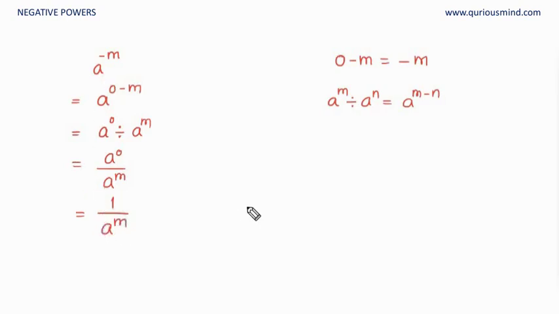So finally what we are getting is a raised to minus m is equal to 1 upon a raised to m. And this is happening for a negative power. A raised to a negative power is the same as 1 upon a raised to the positive power. The weight does not change, weight remains the same. Now using this knowledge, we will see what happens to our other laws.